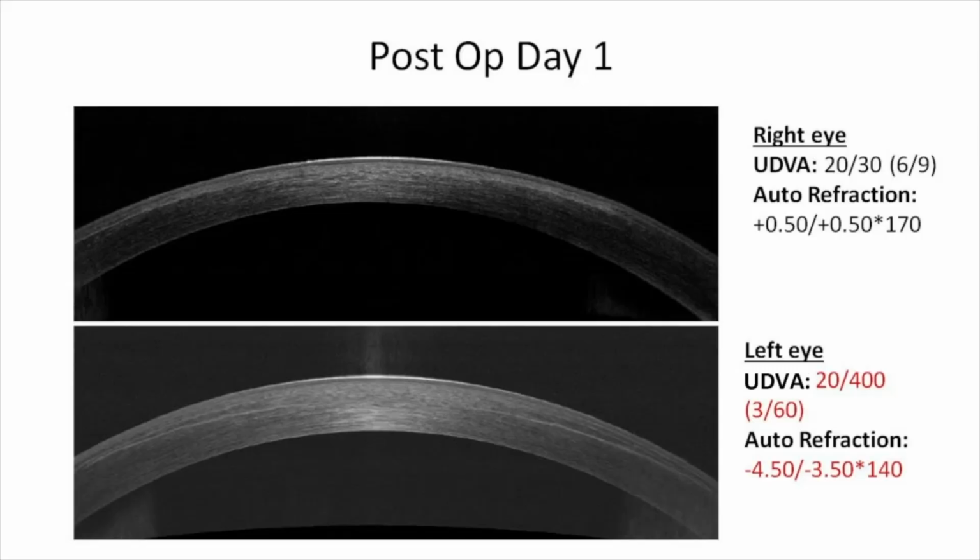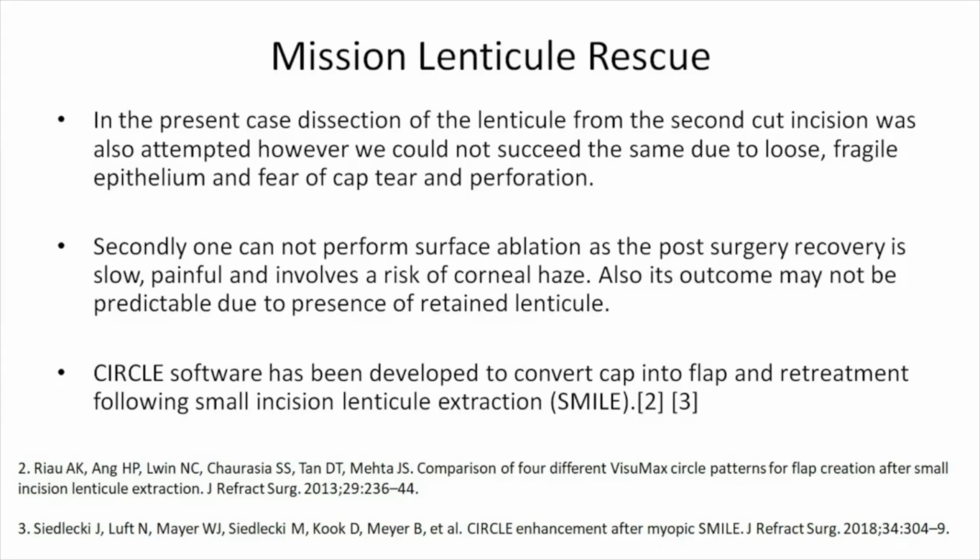On postoperative day 1, the left eye uncorrected distance visual acuity was 20/400 with -4.5 sphere and -3.5 cylinder at 140. In the present case, dissection of the lenticule from the second cut incision was also attempted. However, we could not succeed due to loose fragile epithelium and fear of cap tear and perforation. Secondly, one cannot perform surface ablation as the post-surgery recovery is slow, painful and involves a risk of corneal haze. Also, its outcome may not be predictable due to the presence of the retained lenticule.